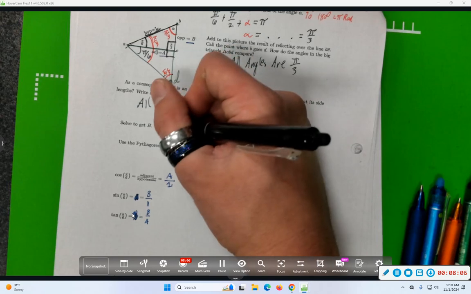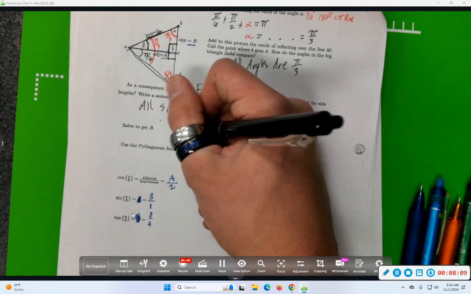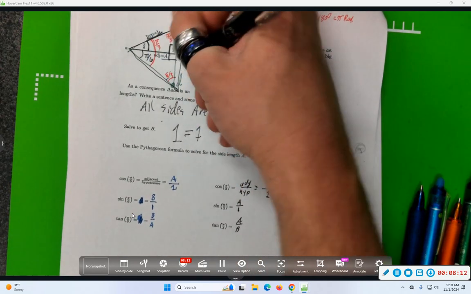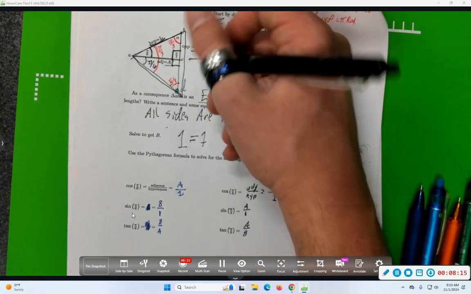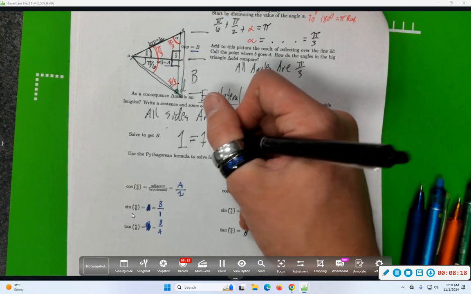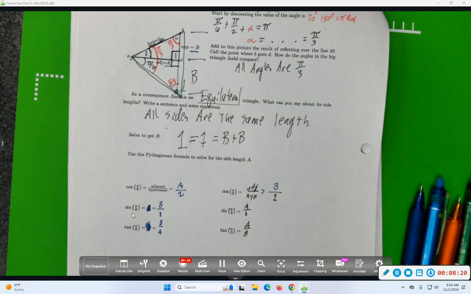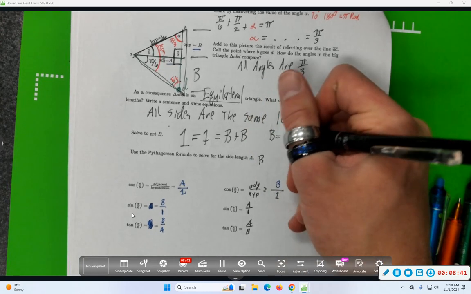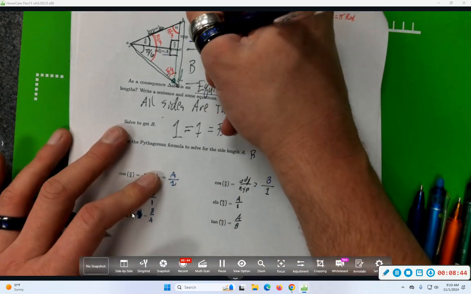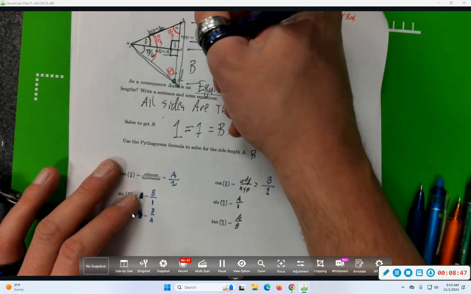This side of the triangle has length 1. This side of the triangle has length 1. This side of the triangle, well, half of it has length B. The other half of it also has length B. Is that enough information that you can figure out B? B is a number which satisfies that B plus B is equal to 1. So 1 over 2. So the side length B is 1/2.